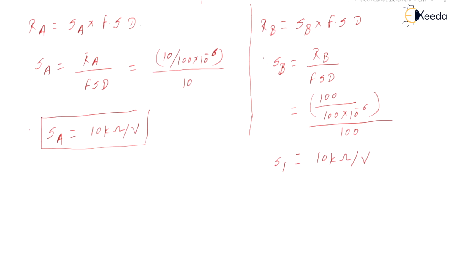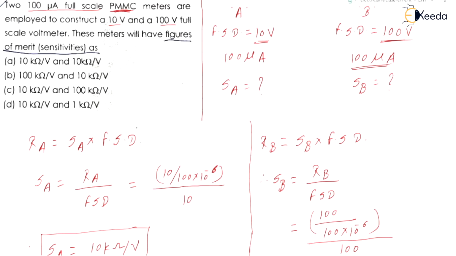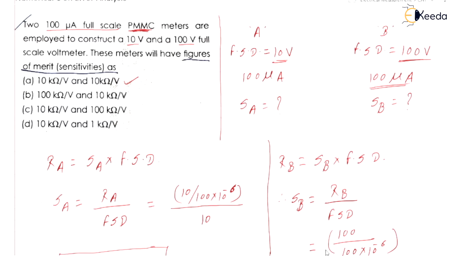This is the sensitivity of meter B. So SA and SB both are 10 kilo ohm per volt. So if you check the options, the correct option is option A. Right, option A is the correct answer. This is a simple question, or this is the type of question they have asked.